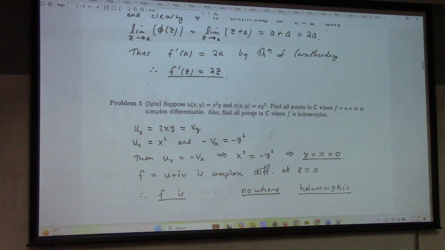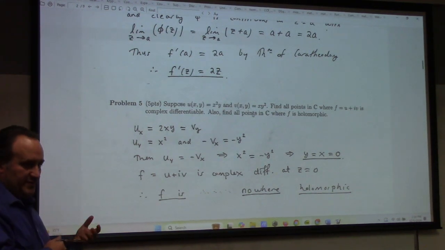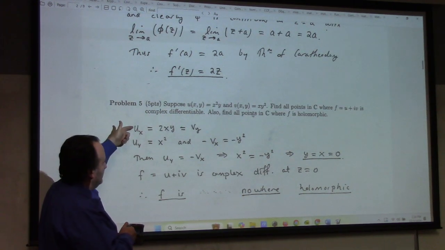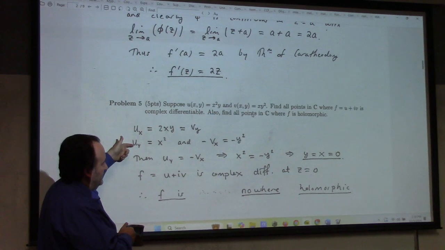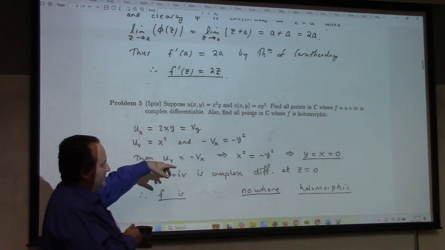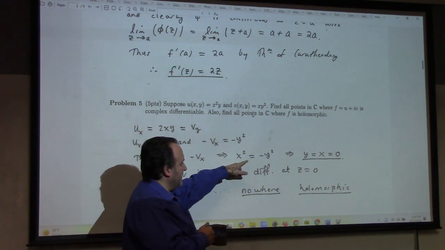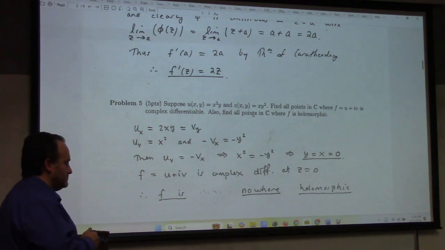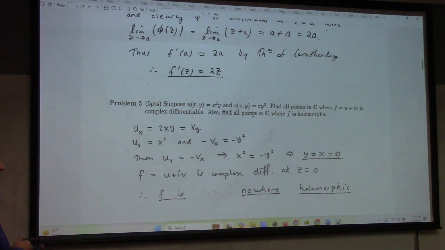Here I give you component functions, u and v, and ask you to find all points where it's complex differentiable. Complex differentiable implies the Cauchy-Riemann equations hold. So we just need to look for where ux is equal to vy and where uy is equal to minus vx. But that forces the equation x squared minus y equals minus y squared, which implies that y and x are equal, and they both must be 0.